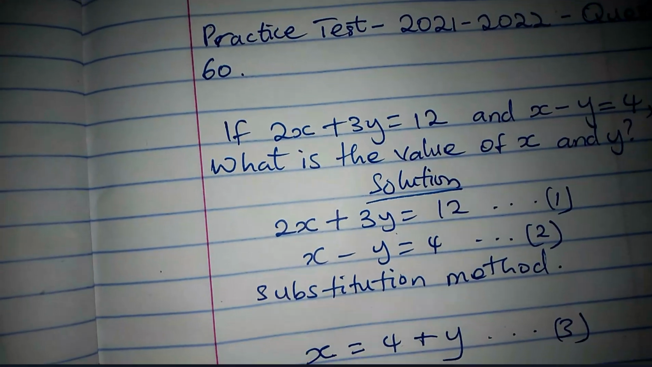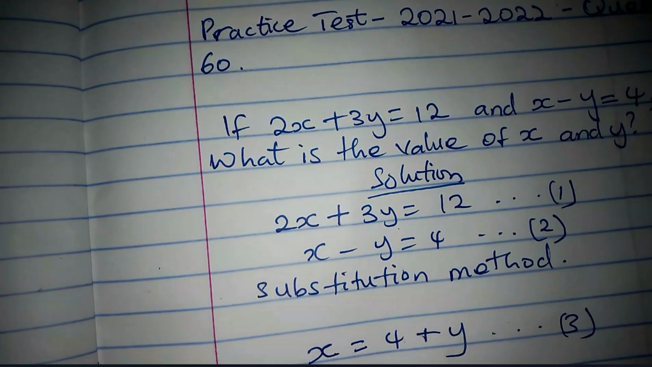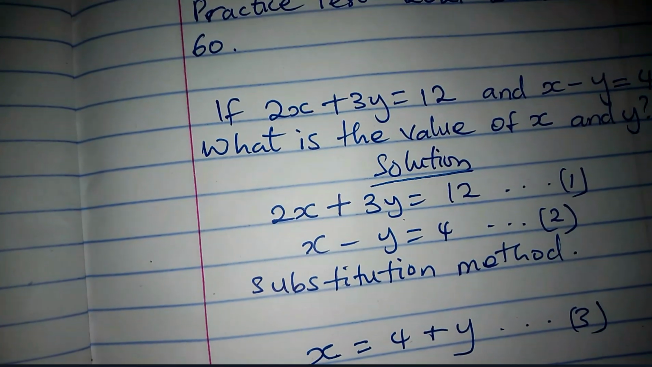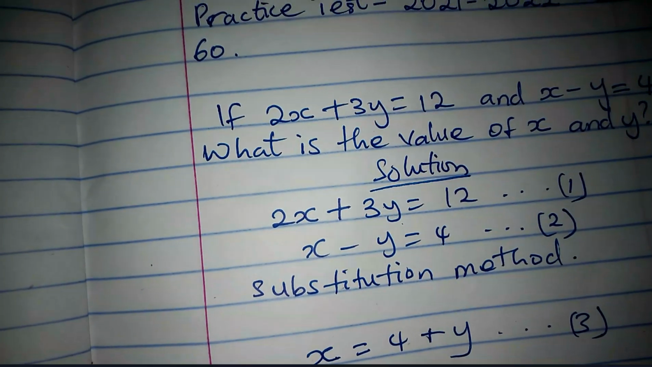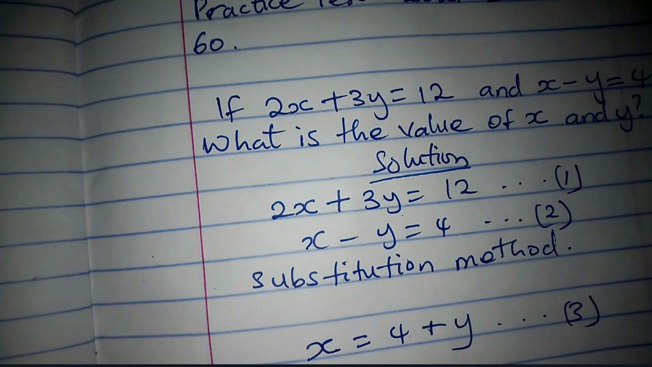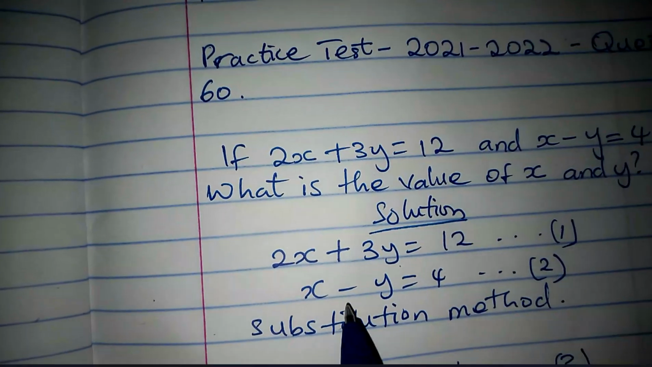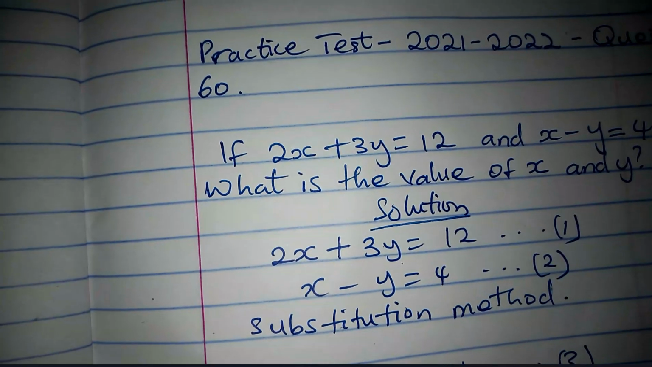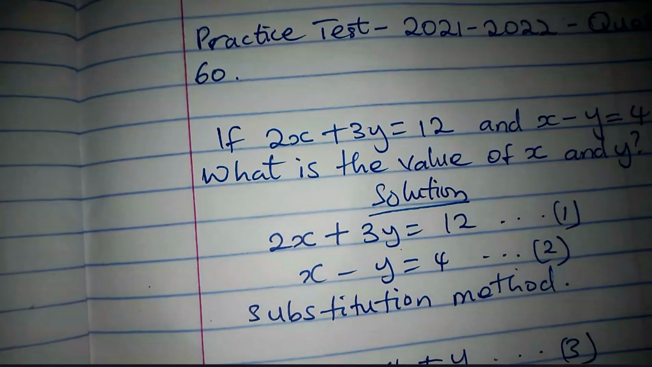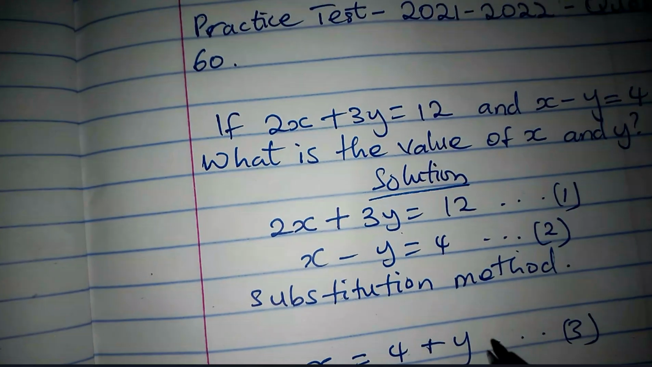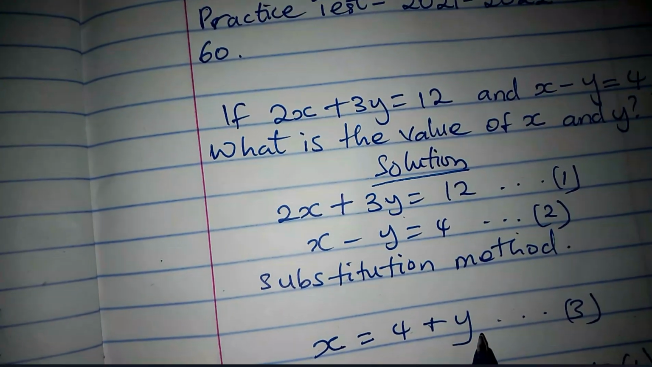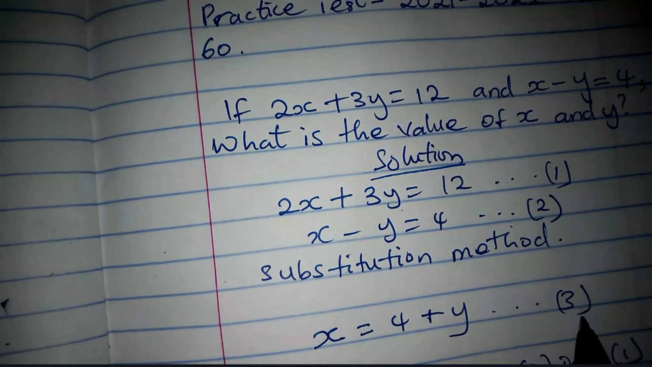We're now going to substitute our equation 3 into equation 1. Since we used equation 2 to get equation 3, we're going to substitute it into 1, not 2, because we've already used 2 to get 3. You understand? So we substitute into the one we have not used, and we know that x is already equal to 4 plus y, stated by equation 3.